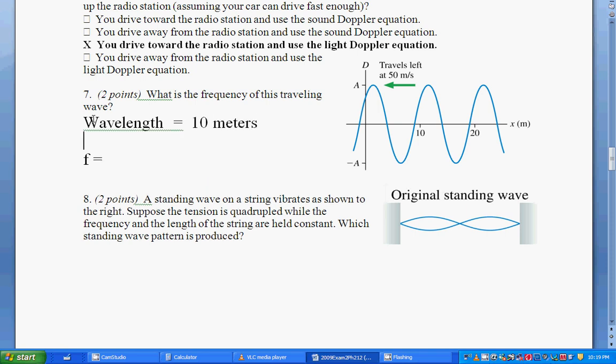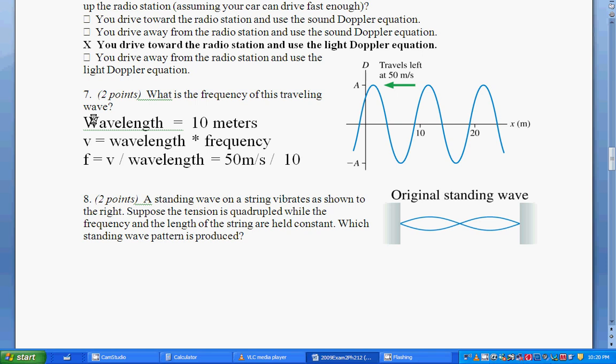In order to get frequency, we're going to have to remember that the speed of a wave is equal to its wavelength times its frequency. Always make sure your units are correct, which they are in this case. That means frequency is going to be v divided by wavelength. The velocity, according to the problem, is 50 meters per second.